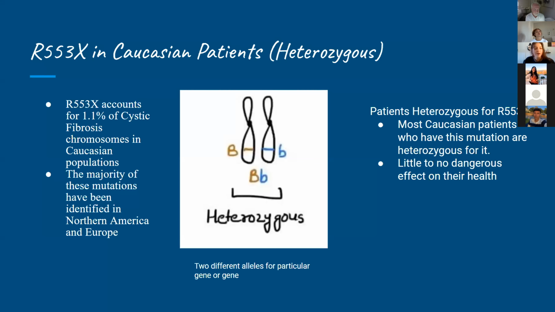R553X accounts for 1.1% of cystic fibrosis chromosomes in the Caucasian population. The majority of these mutations have been identified in North American and European people. Most Caucasian patients who have this mutation are heterozygous for it, just like this section. There is little to no danger to their health though. Most of the time, it's almost like they have no symptoms.